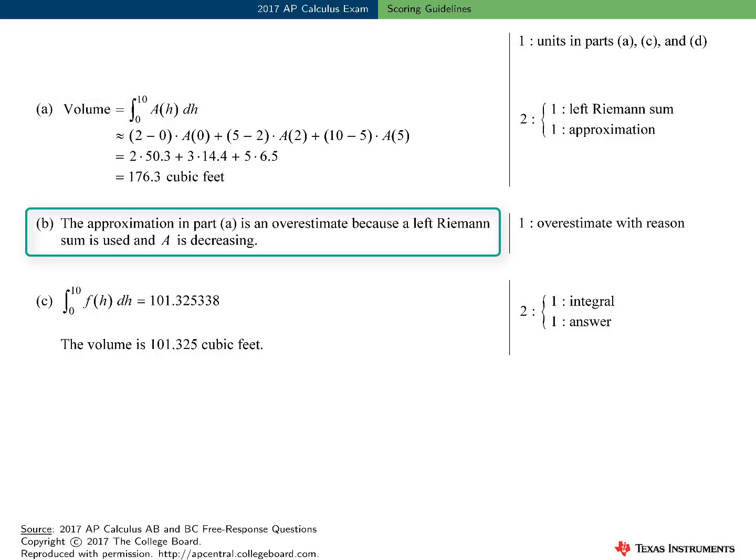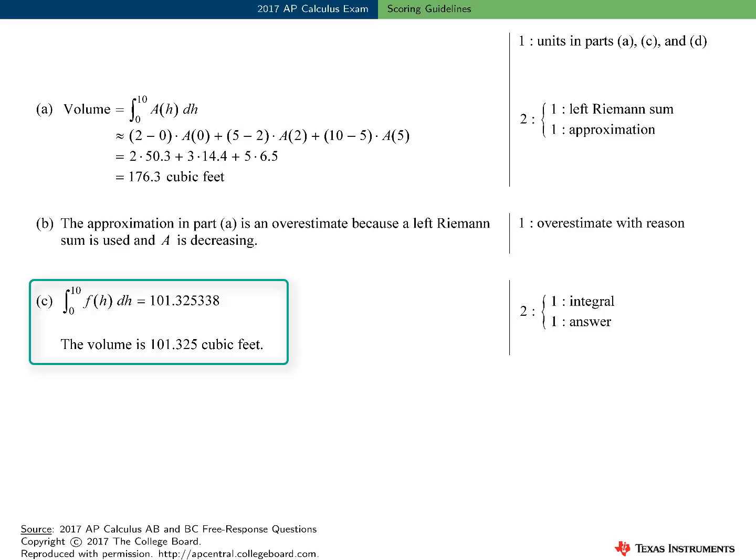Part B was worth 1 point, and to answer this question, the student had to think about and visualize the rectangles in the left Riemann sum approximation. And because the function A is decreasing, the left Riemann sum approximation is an overestimate. Part C was worth 2 points. And to find the volume of the tank here, we simply need to evaluate a definite integral. Remember, however, that the student must present the mathematical expression first, here the definite integral, and then they can use their calculator to find the answer.